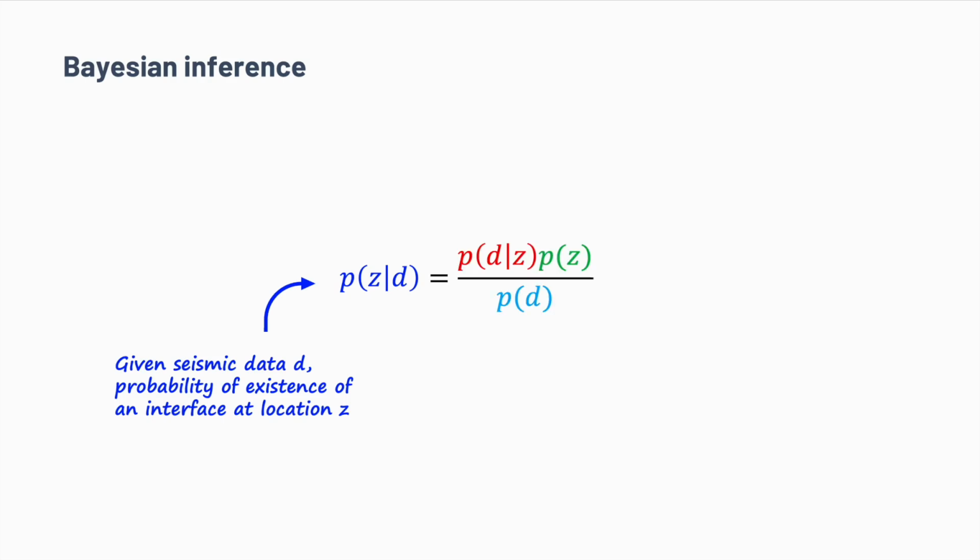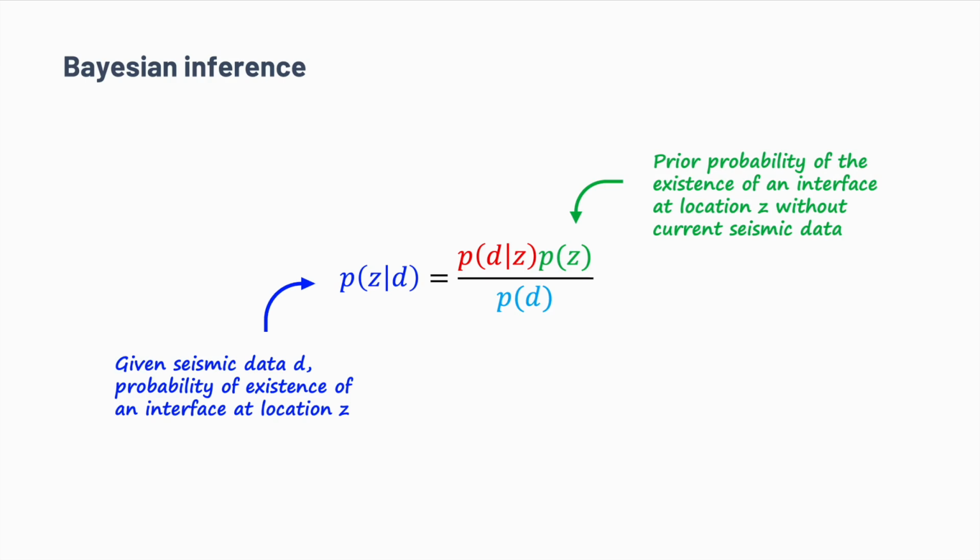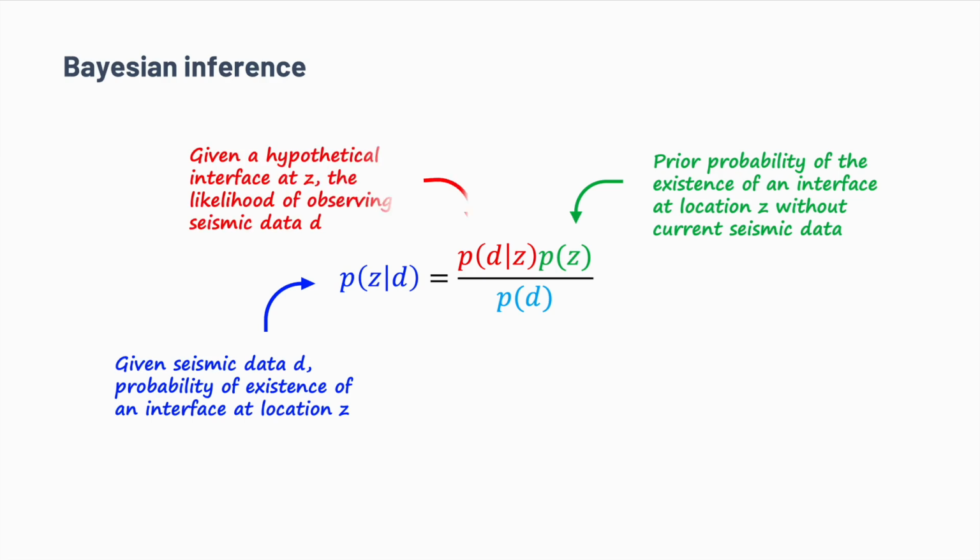Here, P(Z) represents the prior probability of the existence of an interface at location Z without considering the seismic data. P(D given Z) denotes the likelihood of observing seismic data D, assuming there is an interface at location Z. P(D) is the normalization function that ensures P(Z given D) is a proper distribution, meaning that the integral of P(Z given D) is equal to 1.